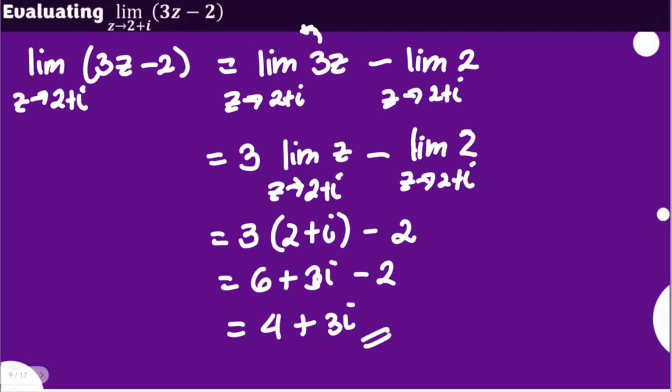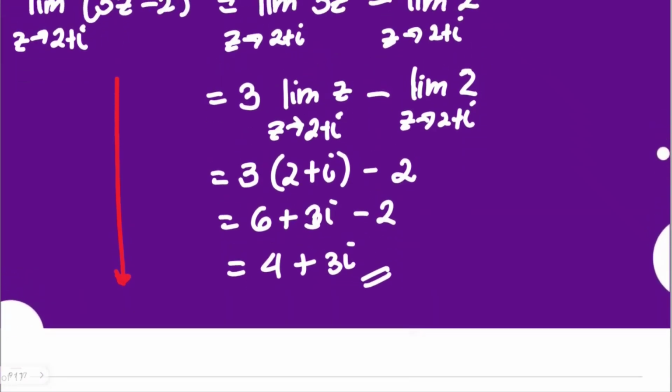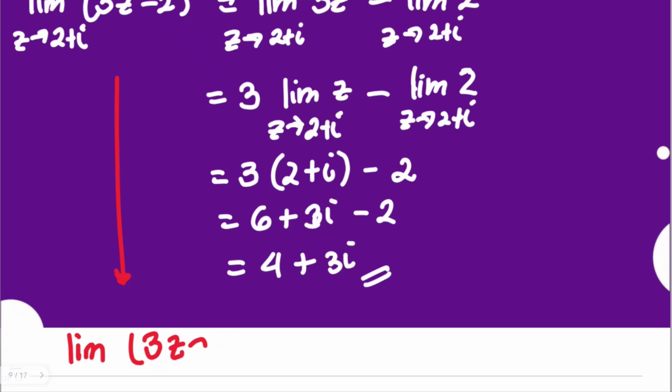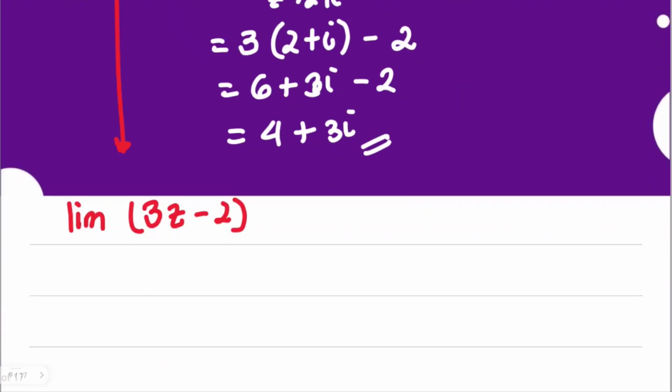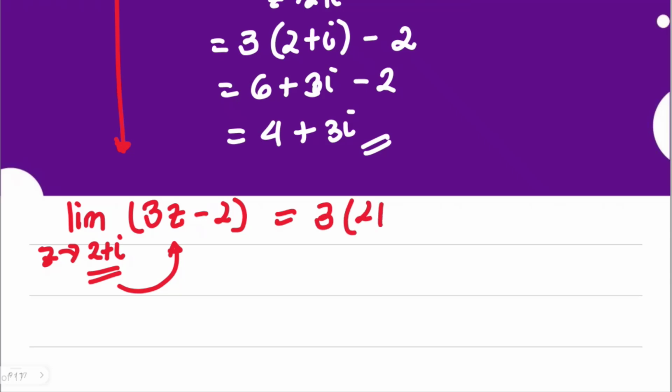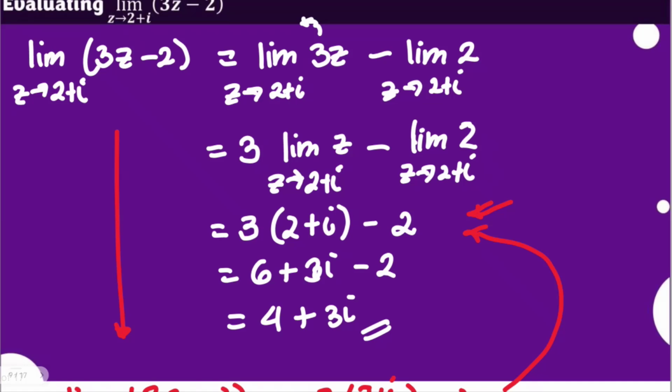Now, this is by the use of limit theorems. Allow me here to use the other method, as mentioned, the direct substitution. So you have here the limit of 3z minus 2 as z approaches 2 plus i. By means of direct substitution, whatever the value of this, we automatically substitute it there. So you will get here 3 times 2 plus i, minus 2, which is similar to this form here. So in just one step, you're able to get this value, even without using the limit theorems.